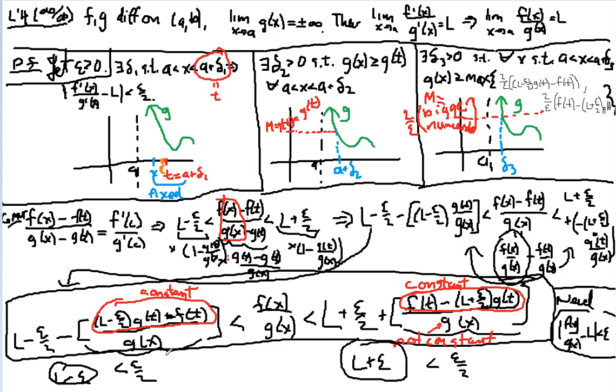And so what I can finally say is, let delta equal the min of delta 1, delta 2, delta 3. Then what I get, x minus a less than delta implies this thing is true, which means that f of x over g of x minus L is less than epsilon, which means that this limit holds. And we're done with this mega proof. Enjoy.